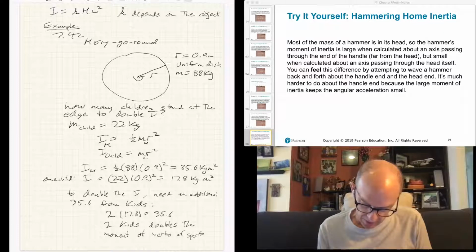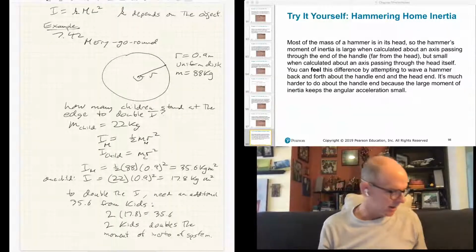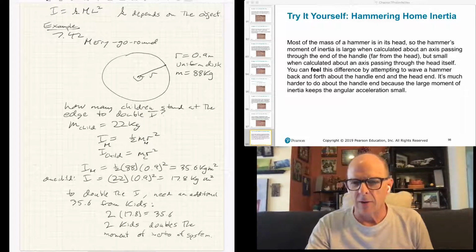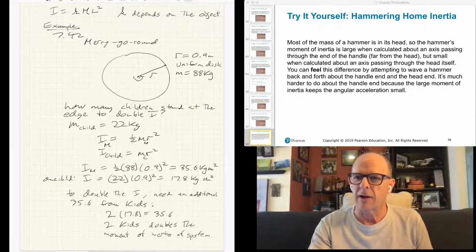So that's just a simple example of calculating moment of inertia. In the next section, which will be in the next video, we'll take a look at actually using the moment of inertia to calculate the rotational dynamics of an object.